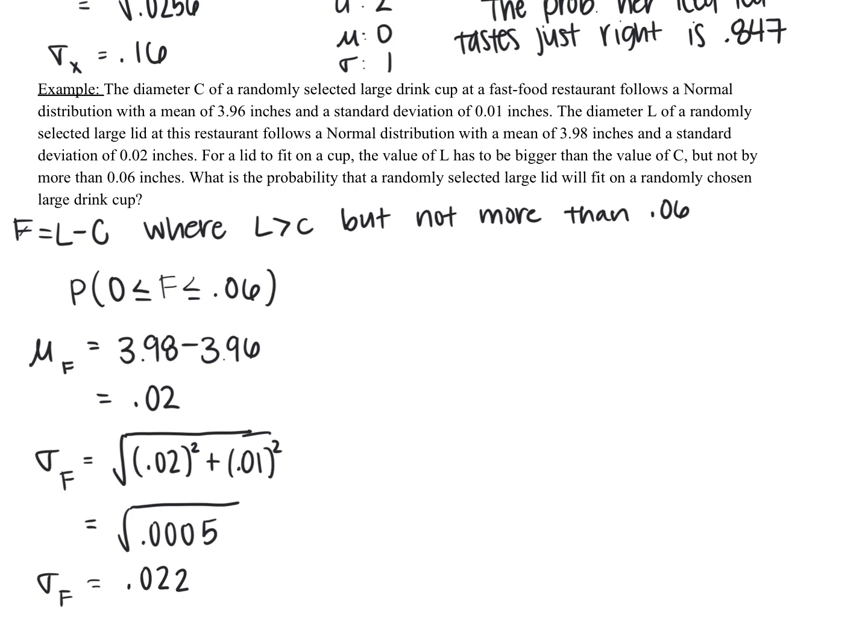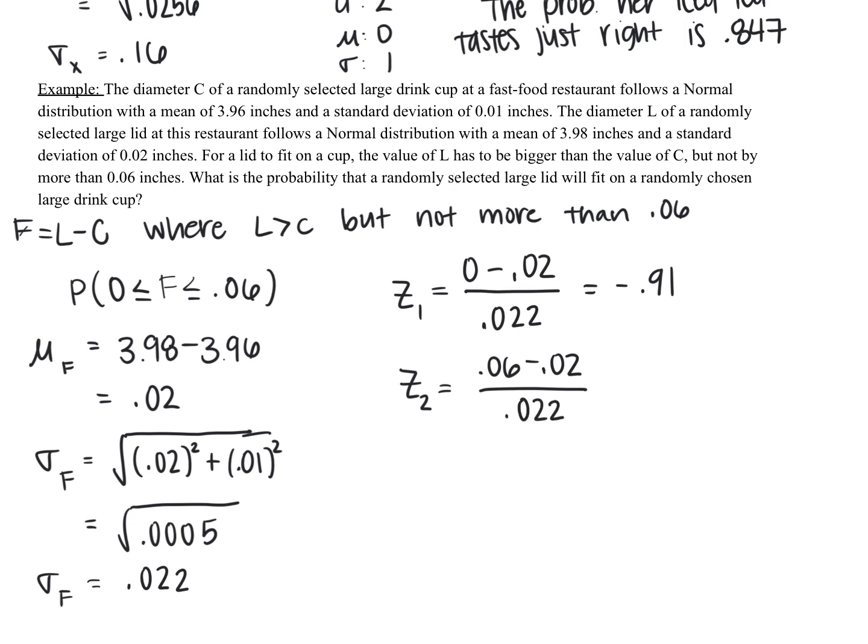So now I can calculate my two z-scores. So my first z-score, we're going to do 0 minus 0.02 over 0.022. So negative 0.02 divided by 0.022. And we're going to get negative 0.91. Our second z-score, we're going to do 0.06 minus 0.02 over 0.022. So 0.04 divided by 0.022, and we get 1.82.